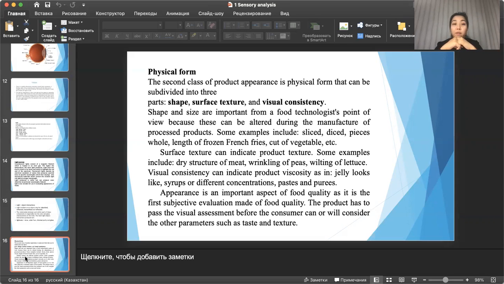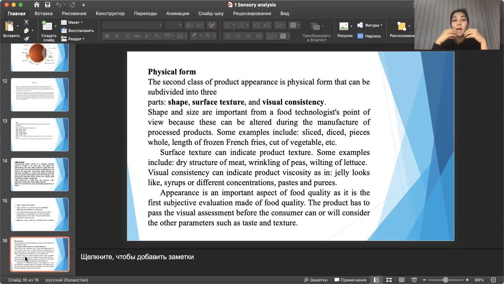Surface texture can indicate product texture. Some examples include the dry structure of meat, the skin of pears, the wilting of lettuce. And visual consistency can indicate product viscosity, for example, how gelées, syrups, or different concentrations of pastes and purees look.